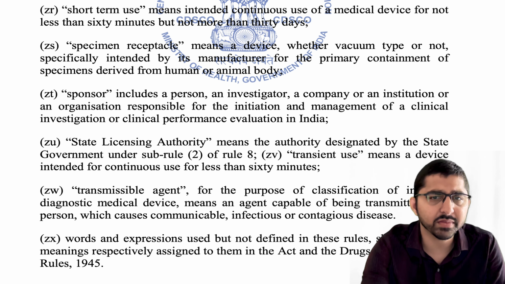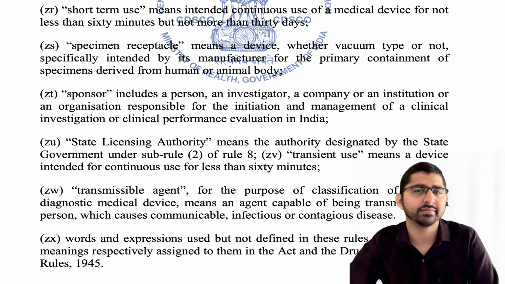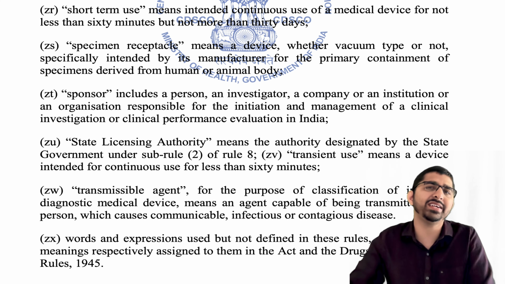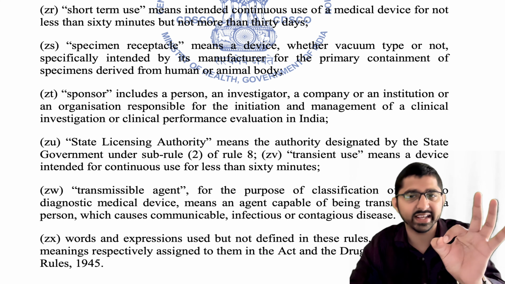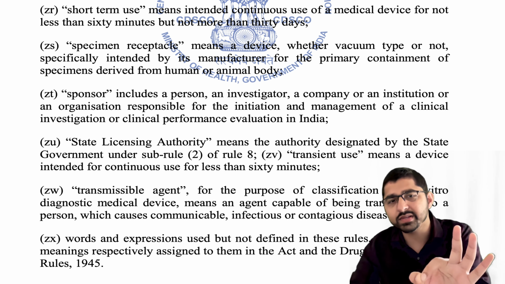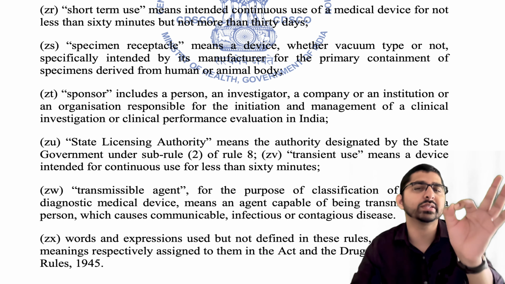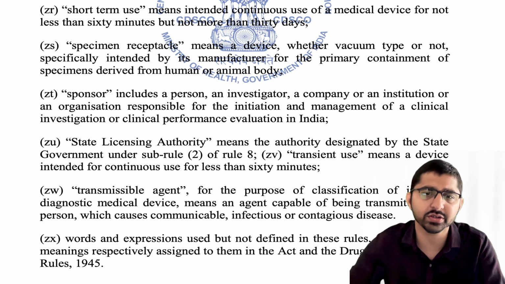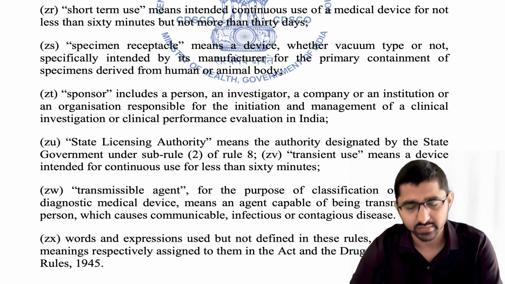Now let's talk about the meaning of the SLA. SLA means the authority designated by the state government under sub-rule 2 of rule 8. Transient use means a device intended for continuous use for less than 60 minutes. These are the definitions, right, my friends? I'm not going to talk about the transmissible agent even.